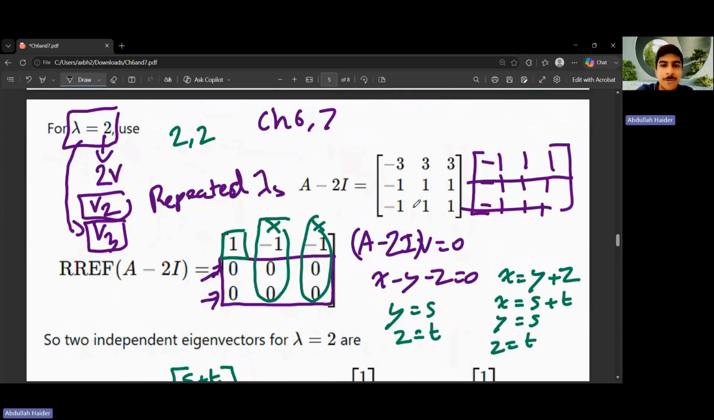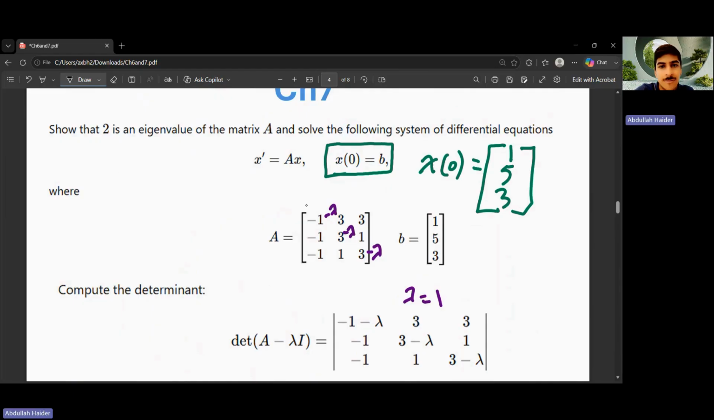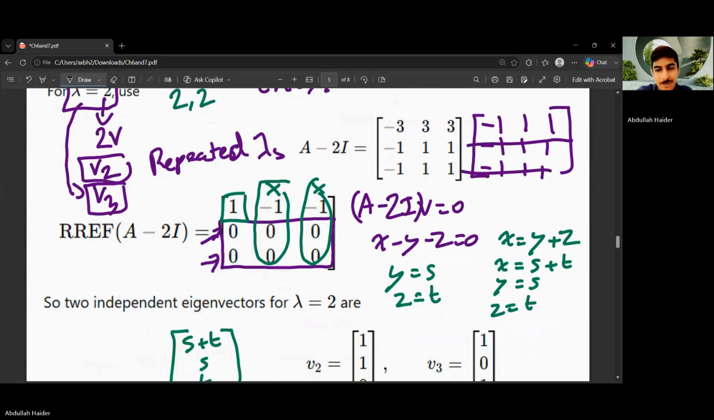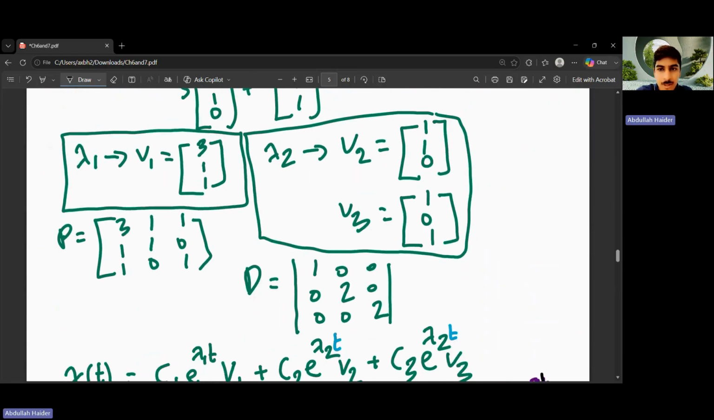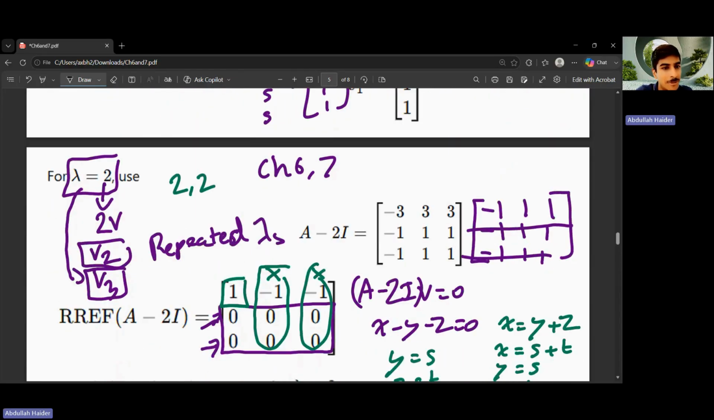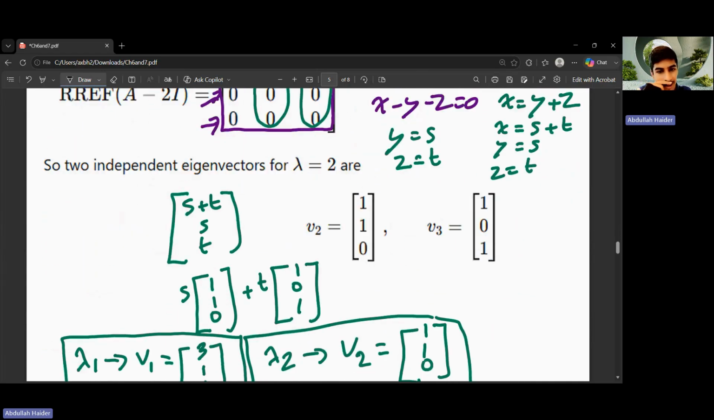This is chapter 7. So once again, just a quick summary. You have x prime is equals to Ax. Whenever you see x prime is equals to Ax and x0 is equals to b, first what you do is you find all of your eigenvalues. You find all of your eigenvectors. Note that since we have repeated eigenvalues, for lambda is equals to, we'll have two eigenvectors, we'll have two rows of zeros, we'll have two free variables. So watch out for that.